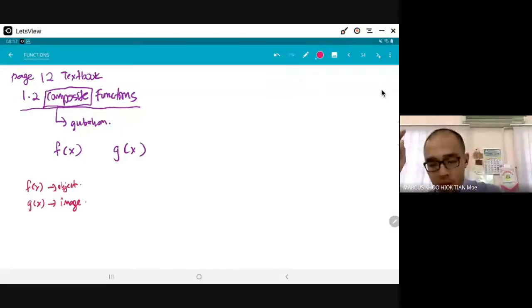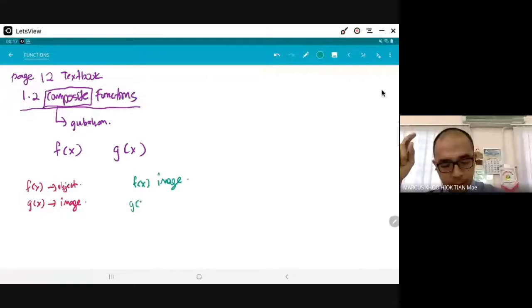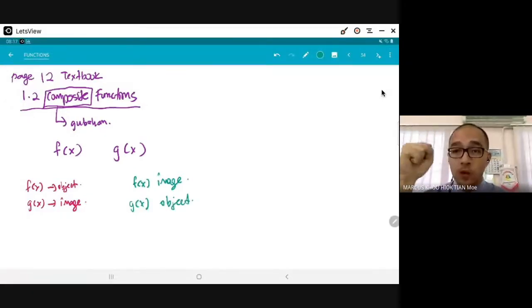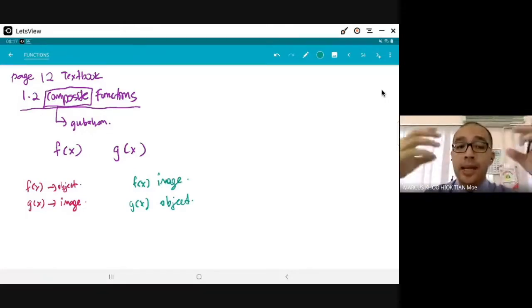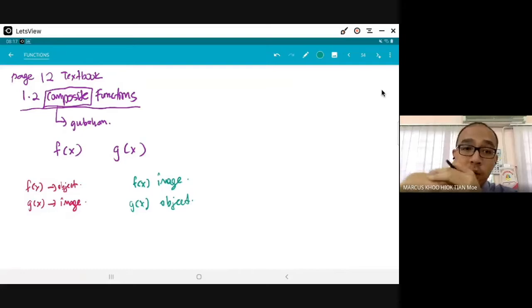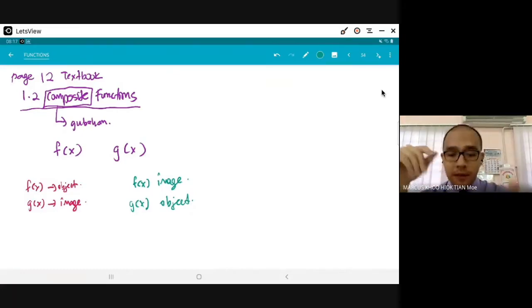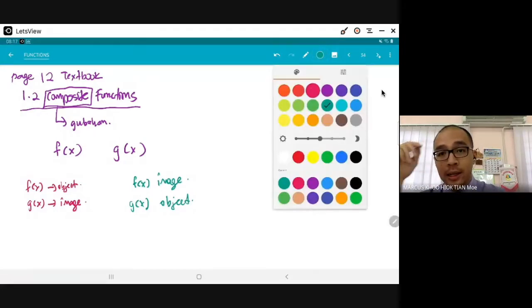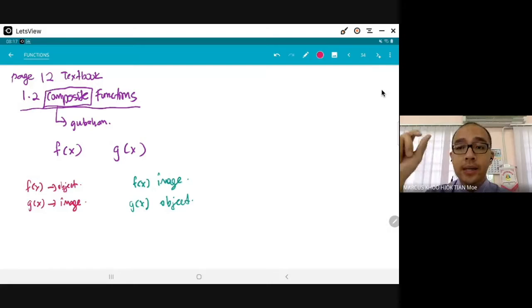Situation number two is if I make f(x) the image and g(x) the object. So there are two situations now where we can composite two functions. Either you put f(x) as the image or g(x) as the image, depending on which one the question wants. So say for example, I'm changing this to red color. Let's say f(x) is the object, and g(x) is the image.